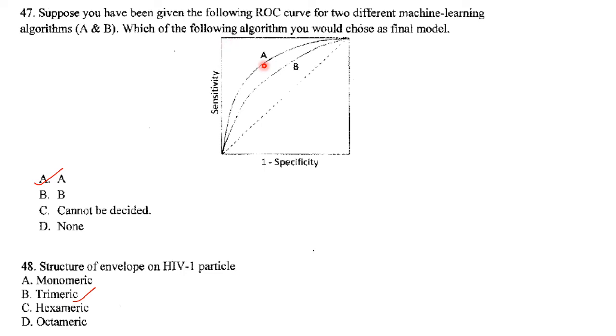And if the curve is closer to the 45-degree diagonal, then it indicates a less accurate test. So the algorithm you would choose as the final model is model A, because it is towards the top left corner and indicates a better performance. So the answer is option A. Then, the structure of the envelope on an HIV-1 particle is trimeric. Answer is option B.